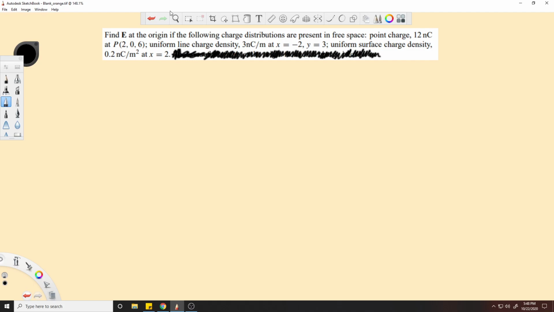So the first thing to do in this problem, I would say, is just break it up and do each one individually. So you do the point charge by itself, then the line charge, and the surface charge. So we'll start with the point charge. The first thing you want to do is write out your points, P of 2, 0, 6, and we're interested in the origin, right? Find E at the origin. So we'll call this P1, P2 is the origin.